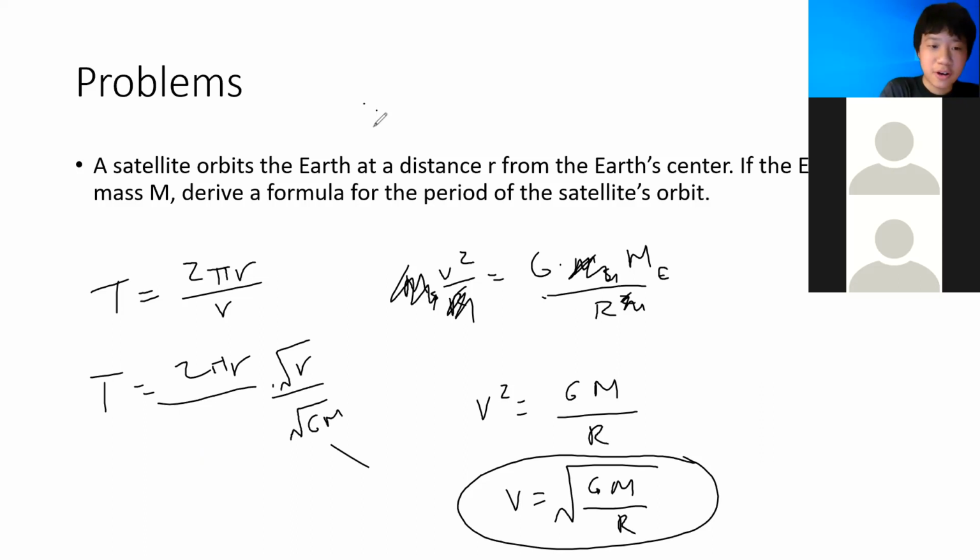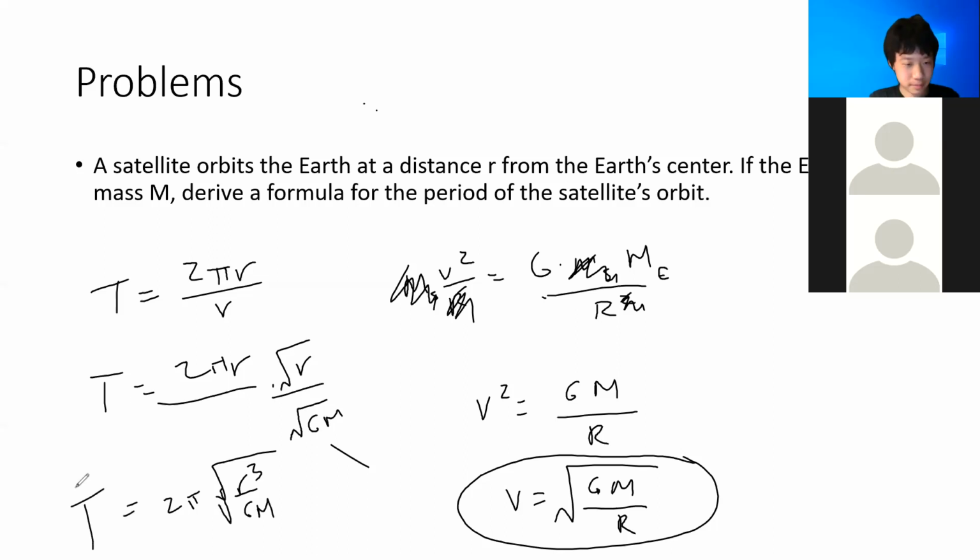R times the square root of r is the square root of r cubed, and this is all going to go over GM. So this is the formula for period. Period equals 2 pi, the square root of r cubed over GM. You don't actually need to memorize this one, but I do highly recommend you write down the formula for the velocity of this object.